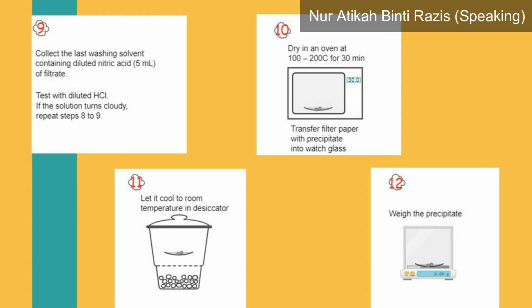Transfer the filter paper with the precipitate onto a watch glass. Dry in an oven at 100 to 200 degrees Celsius for 30 minutes. Let it cool to room temperature in a desiccator and weigh.